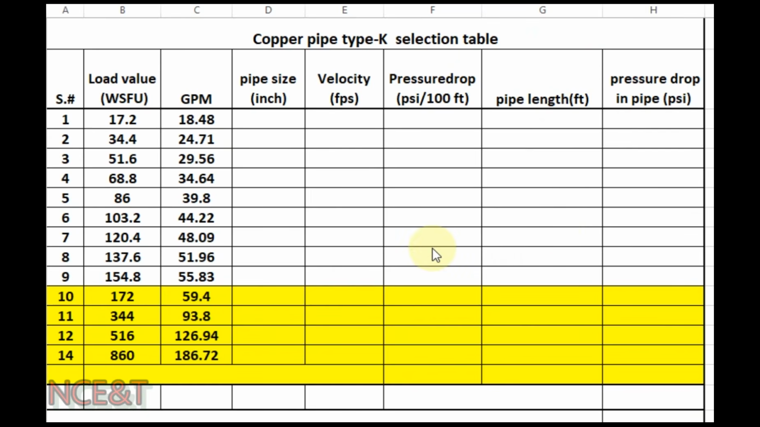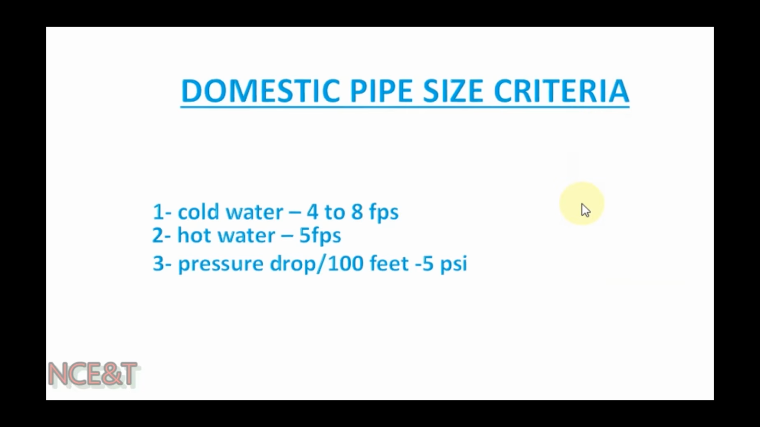After calculating the GPM, the next step is to select the pipe size. Before pipe sizing, you need to select the piping material. For our example, we will use the copper pipe type K. For domestic water pipe sizing, we follow these rules. For cold water piping, the maximum velocity limit is from 4 to 8 feet per second and the maximum pressure drop limit is 5 psi per 100 feet. For hot water piping, the maximum velocity limit is 5 feet per second and the pressure drop limit is 5 psi per 100 feet.